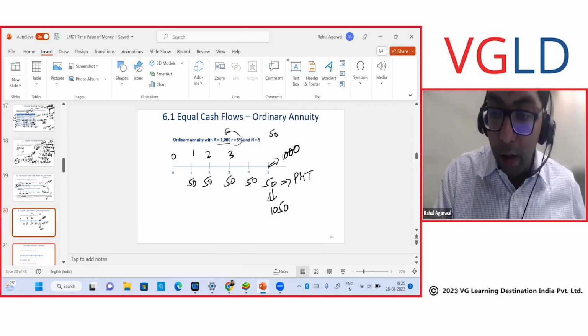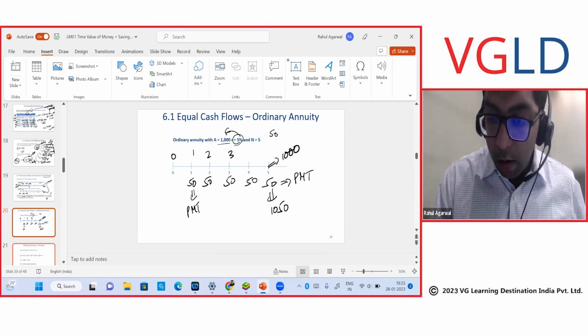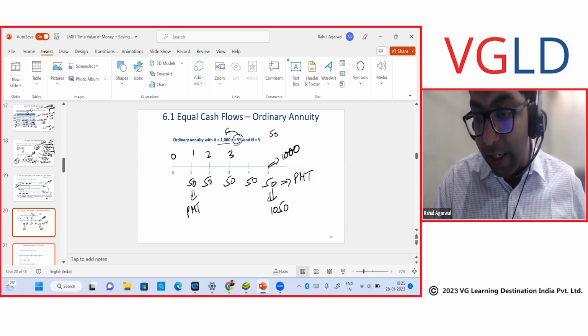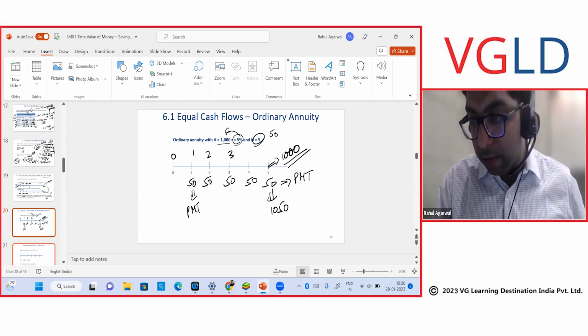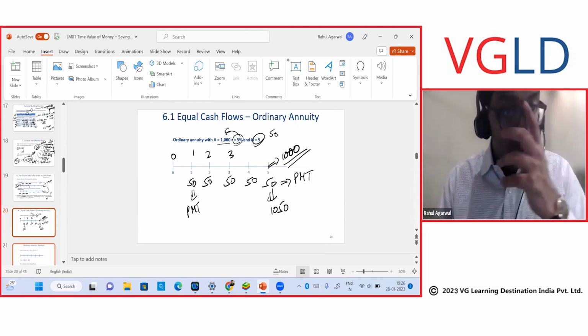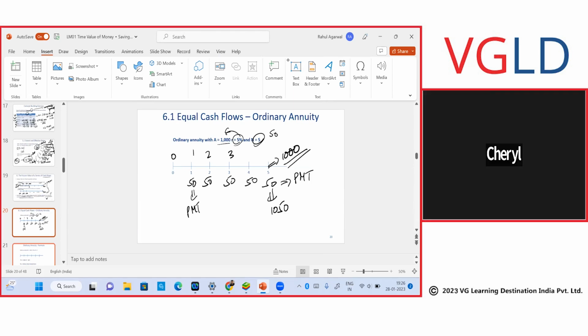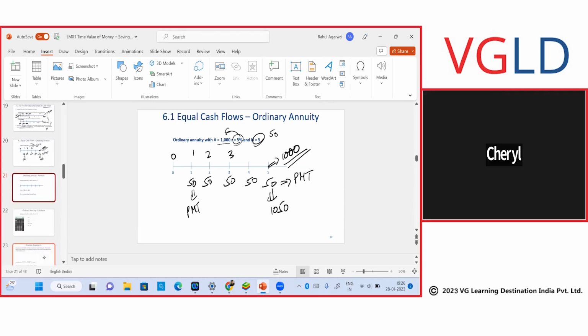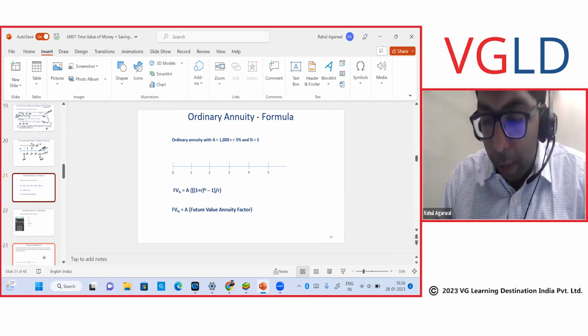Am I clear, everyone? So this is PMT, the periodic money that I'm getting as interest. This is the repayment of my loan. And basically, this is the period, the number of years. This will get clearer as we move ahead in the upcoming slides. Am I clear, everyone? Yes, sir.